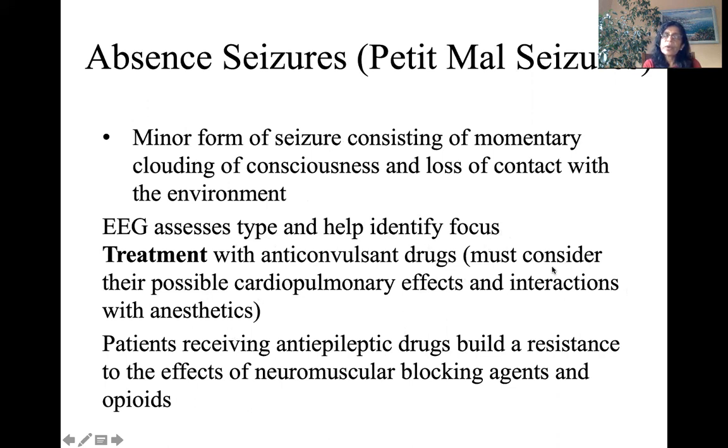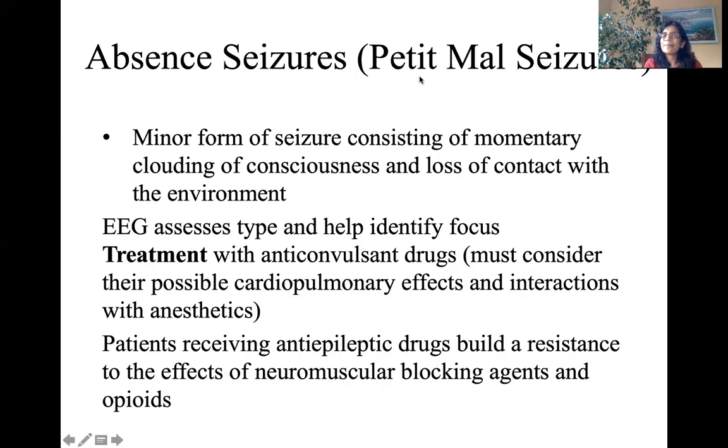So one must consider their possible cardiopulmonary effect and interactions with the anesthetic agents. Patients receiving anti-epileptic drugs build resistance to neuromuscular blocking agents and opioids that you use. So those are some things to keep in mind with the patients having seizure disorder. All right, that's the end of this particular chapter, the disorders pertaining to the brain. Thank you.